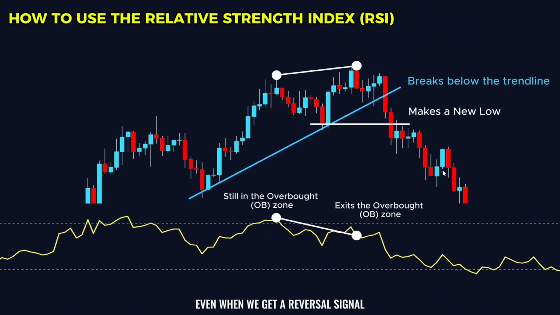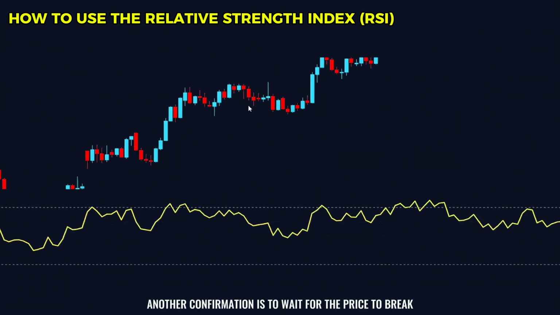Even when we get a reversal signal, we still don't buy immediately. We need price action for confirmation. For example, we can draw a trend line. As long as the market is still in a downtrend, we wait. Once the price breaks above the trend line, it tells us that the downtrend may be reversing into an uptrend. At that point, we can prepare to buy. Another confirmation is to wait for the price to break the most recent high. Once the price makes a new high, we can enter a buy trade.